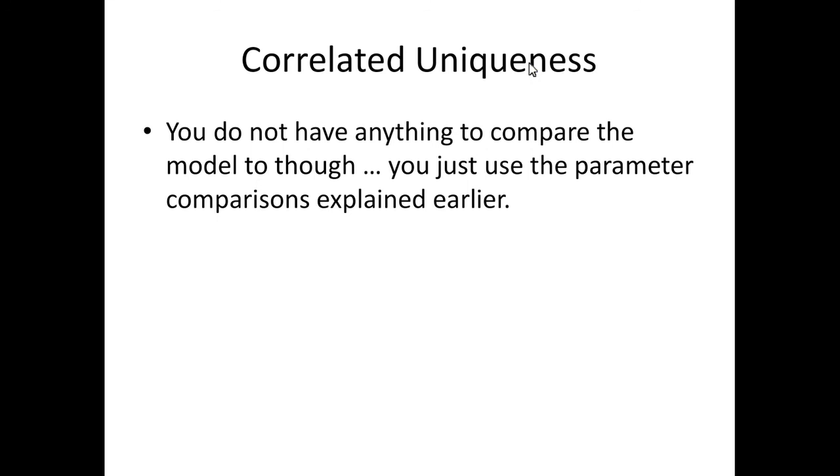So with this model, there's no real comparison. You just use those parameter comparisons explained a couple minutes ago. And people suggest using this model if model 1 for the traditional steps blows up in your face. This tends to work better because it figures out where that variance is going because it's correlated error terms.